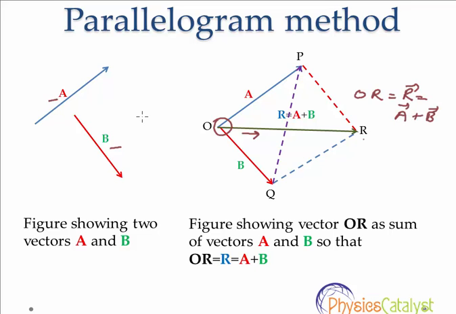Sometimes it is a common error to draw the sum vector as the diagonal running between the tips of the two vectors, for example, vector QP in this figure. This is incorrect. It does not represent the sum of the two vectors. In fact, it represents the difference, that is A minus B. So we can use both the triangle method and the parallelogram method to add vectors.